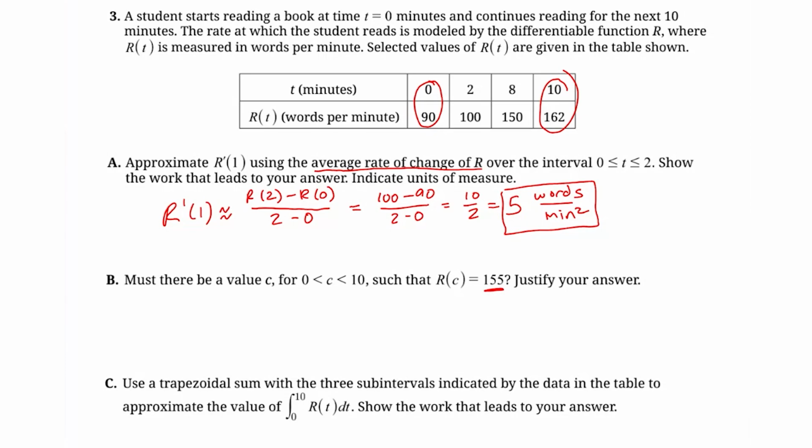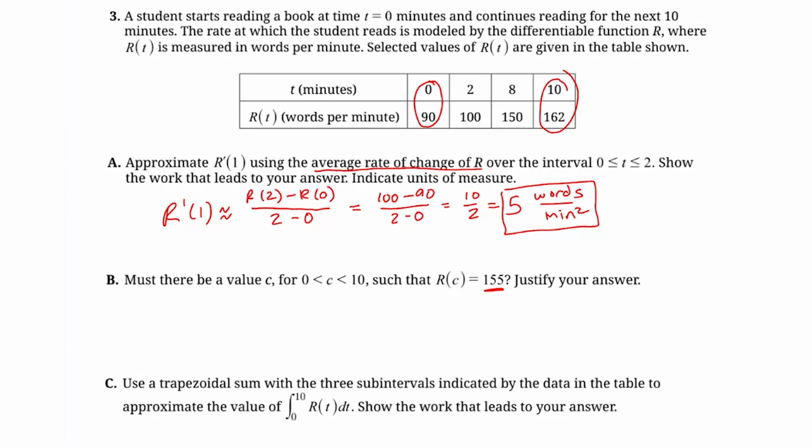So the tricky part about this, I think, is understanding that the intermediate value theorem requires that the function is continuous, and that is not something that is explicitly stated in this problem. So you cannot assume it's continuous. In other words, it's not going to be good enough to say, yes, there is a c value where R of c is 155 because of the intermediate value theorem. The real question is, how do you know that the intermediate value theorem holds?